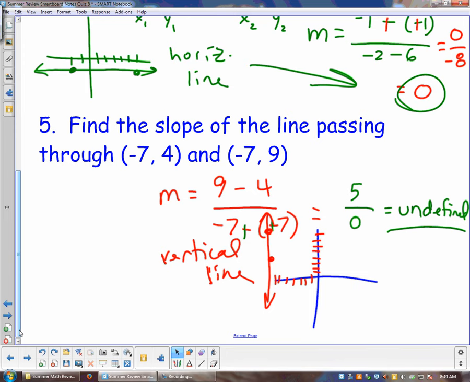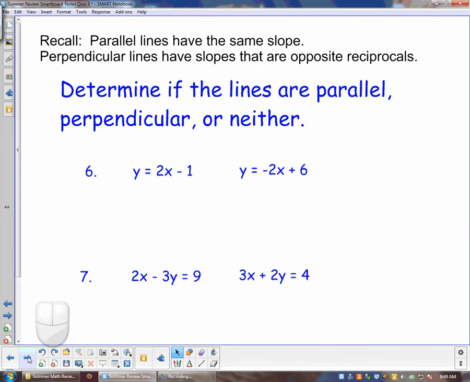Okay, so let's go on to our next example. Recall first of all, parallel lines have the same slope. Perpendicular lines have slopes that are opposite reciprocals. So determine if the lines are parallel, perpendicular, or neither.